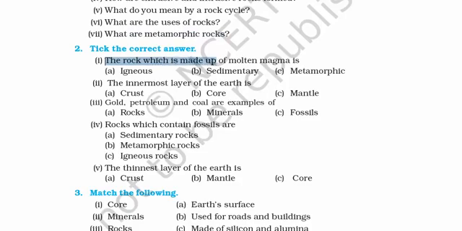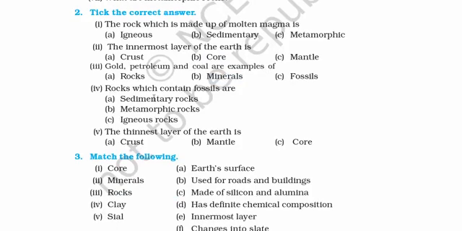Tick the correct answer. The rock which is made up of molten magma is igneous. Remember that volcano example I gave? So igneous, which is nothing but granite. The innermost layer of the earth is core. Gold, petroleum and coals are example of minerals. Rocks which contain fossils are sedimentary.